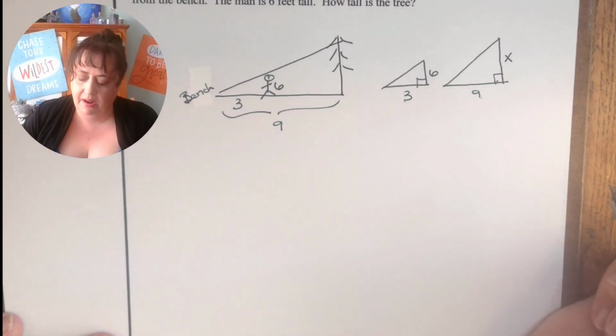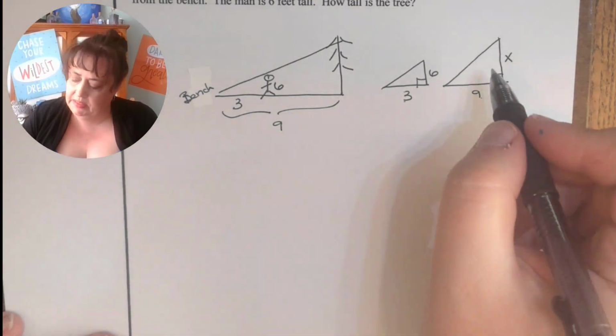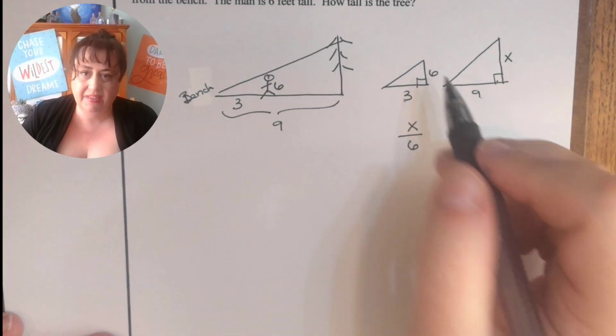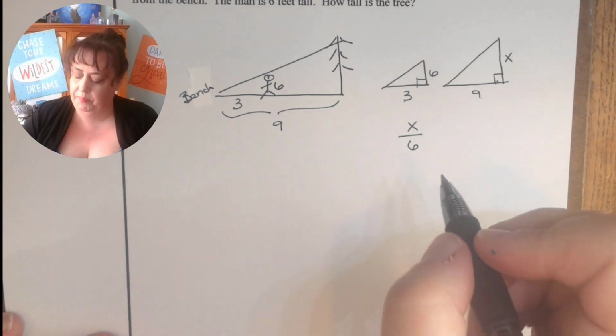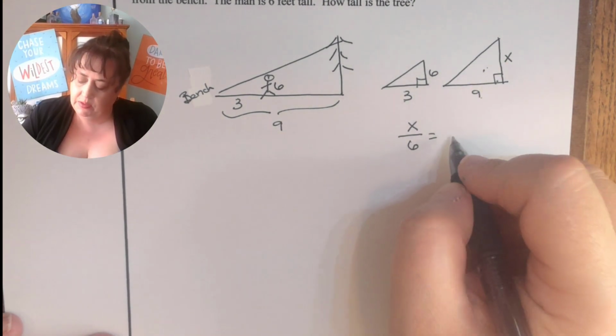3 goes to 9, right? And 6 to x. So let's go ahead and get x on the top this time. So x is to 6, because those are in the same idea, right? And since we started this one, we have to stay with this one.